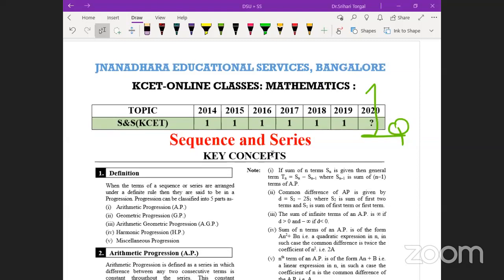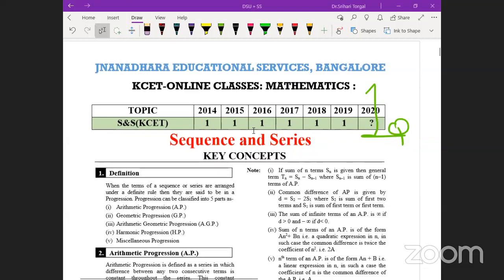Previous year questions for quadratic equations. How many questions were asked? Zero. Till here, there are no questions that appeared from quadratic equations. But our intention is to complete all the syllabus, since we don't know whether they will ask this year. That is why we are completing all the portions.